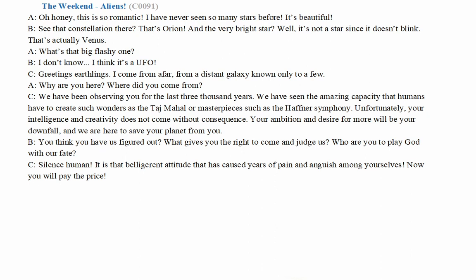So this is a really useful structure to use when you want to give examples of many different things. Okay, and as the alien was criticizing the humans, the guy said, "What gives you the right to come and judge us?" So, interesting phrase. What gives you the right?